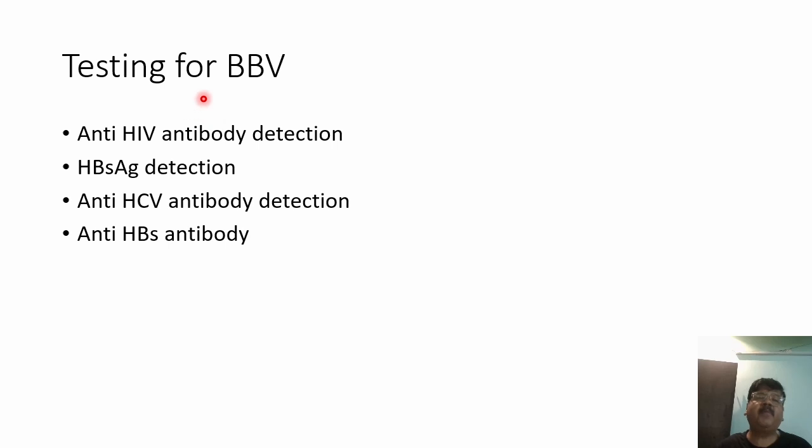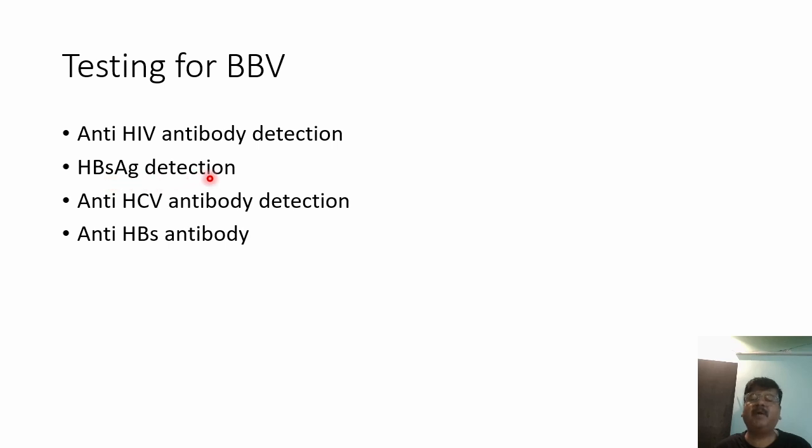So, testing for blood-borne viruses. We have to test the healthcare worker for blood-borne viruses: anti-HIV antibody detection, HBsAg detection, anti-HCV antibody detection, and anti-HBsAg antibody detection. Each has importance. For anti-HIV antibody detection, we have to detect whether the healthcare worker is already infected or not. If already infected, then there is no risk, and there is no role of hospital management in that particular situation.